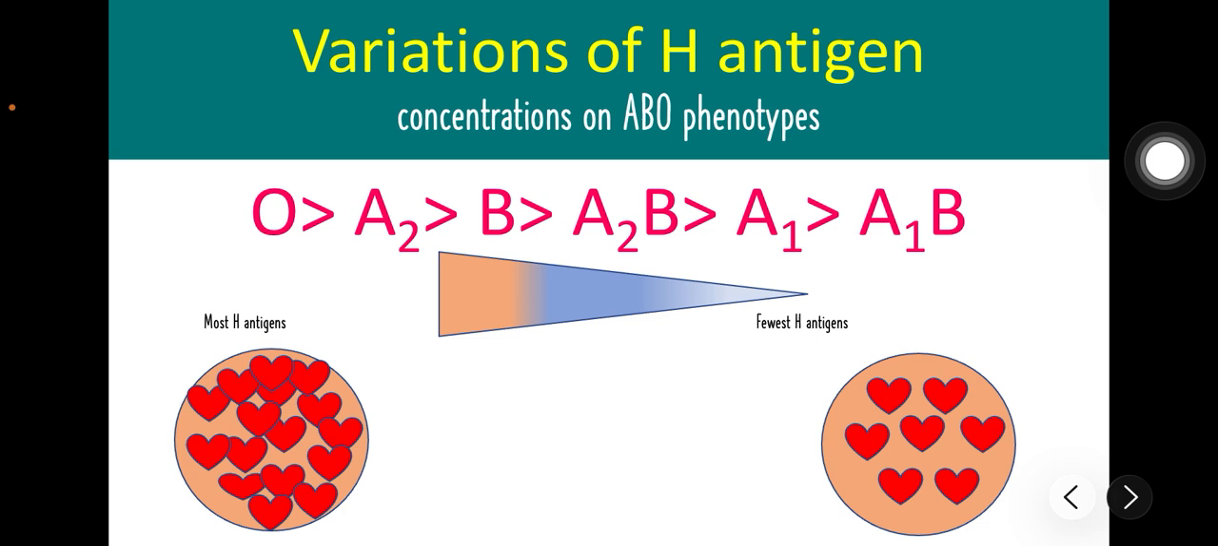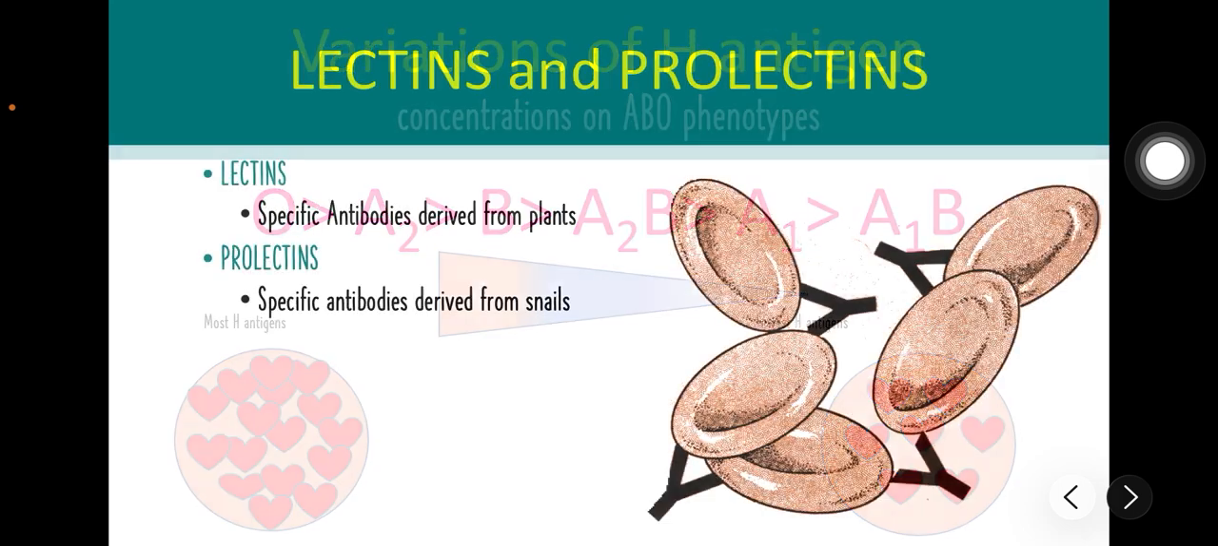So in the laboratory, this variation is easily seen when testing with anti-H lectin, or Ulex europaeus. Group O and A2 cells react strongly, usually 3 plus to 4 plus, with anti-H because they have so much foundation available. Conversely, A1 and A1B cells react very weakly or not at all because their H foundation is almost entirely converted. So next we have here your lectins.